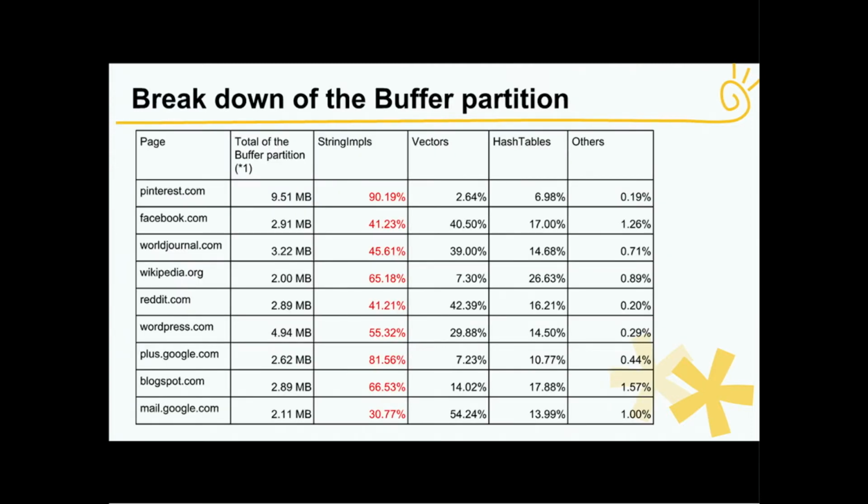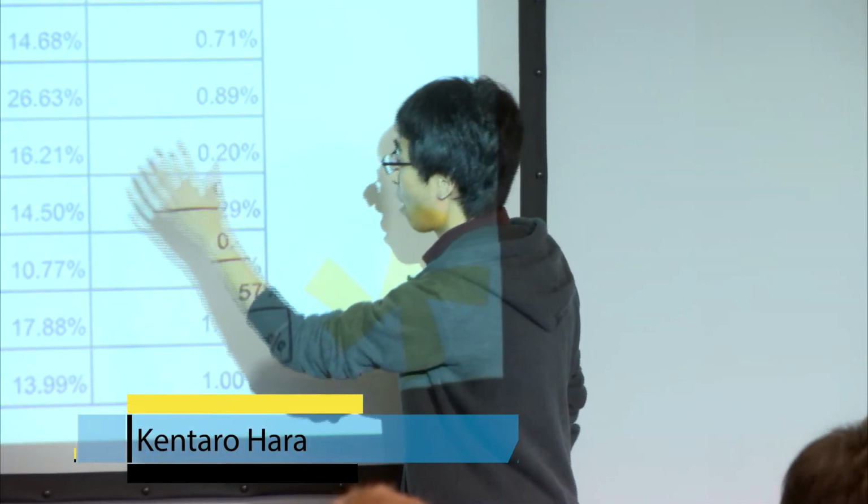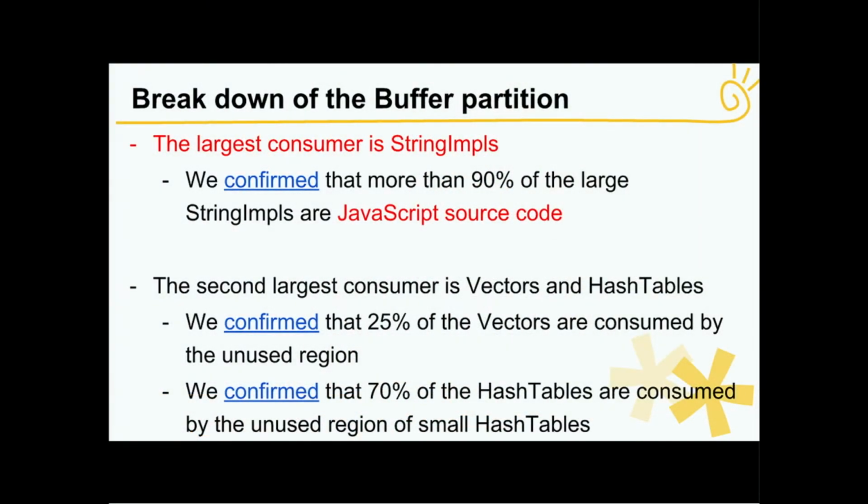So this is the breakdown of the buffer partition: string inputs, vectors, hash tables, and others. As you can see, string inputs is the largest memory consumer, and vectors and hash tables follow. The largest consumer is string inputs, and we confirmed that more than 90% of the large string inputs, so larger than 50 kilobytes, are JavaScript source code.